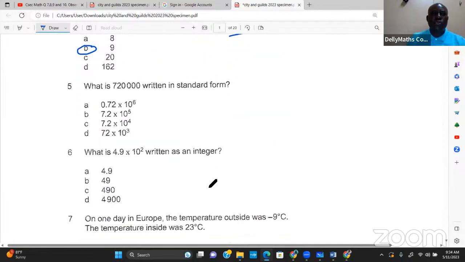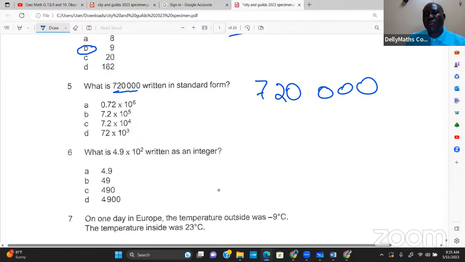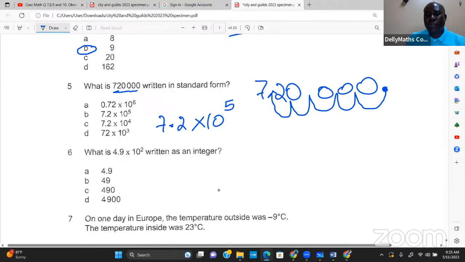What is 720,000 written in standard form? In standard form, the decimal point must come after the first digit that is not a 0. So we have to know that the decimal point is at the back. It's going to move up 1, 2, 3, 4, 5 places until it gets there. So we're looking for 7.2 times 10 raised to the 5th, positive 5.